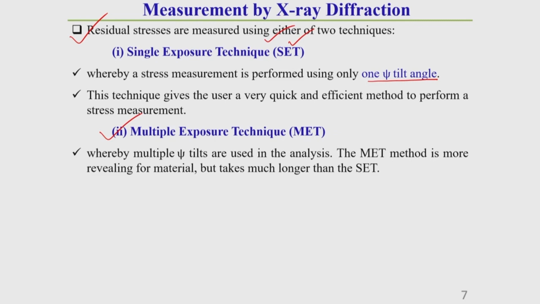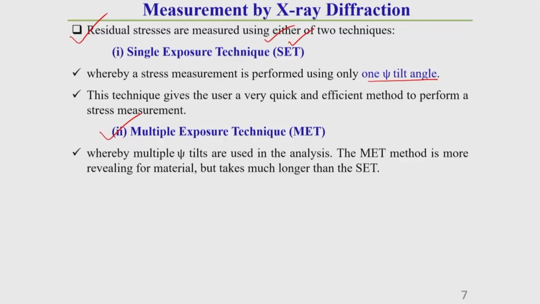Okay. So, from there, by using multiple psi tilt, that means at different orientations of this psi, we measure the stress. From there we can predict the overall residual stress distribution in case of multiple exposure techniques. But the single exposure technique generally is used for quick and efficient distribution of stress in a specimen.